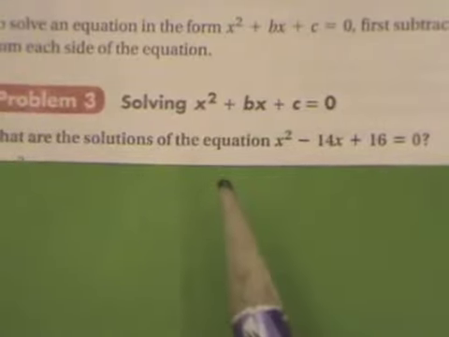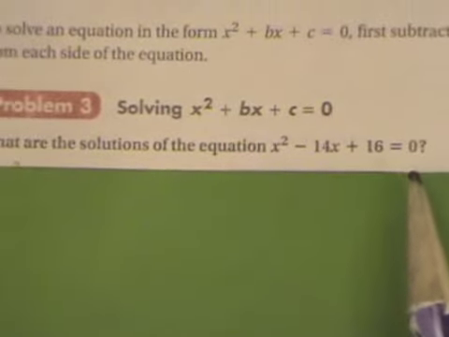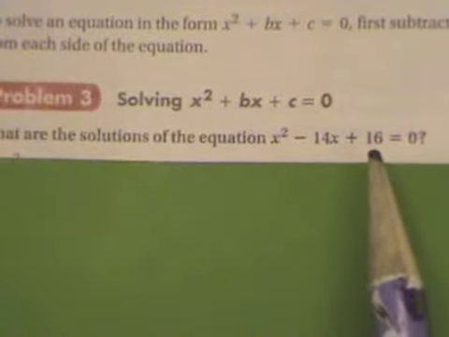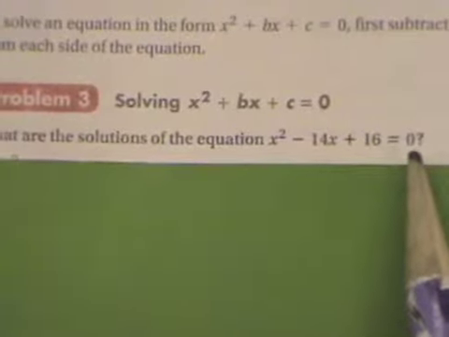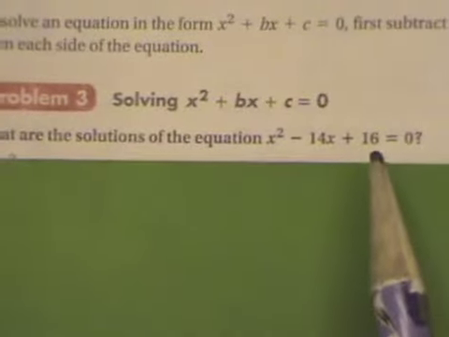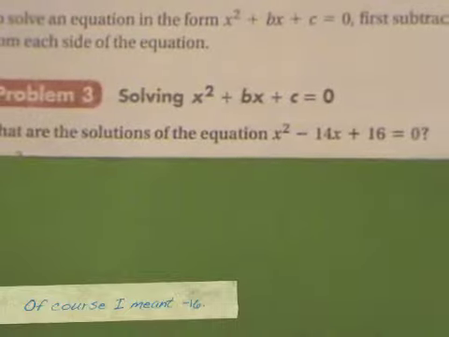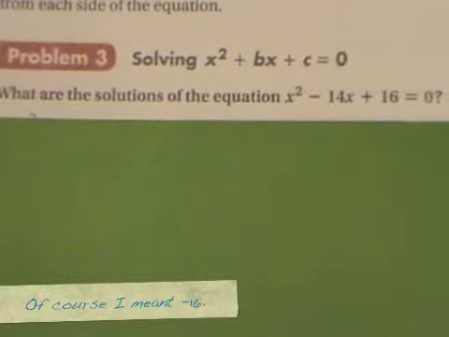Let's walk through another one. This one, we're going to do the same steps. We just start with a different format. They have this term here. They have it equal to 0. You are going to move this 16 over here by subtracting it from each side. So we're going to end up with x squared minus 14x equals 16, and then we're going to complete the square.